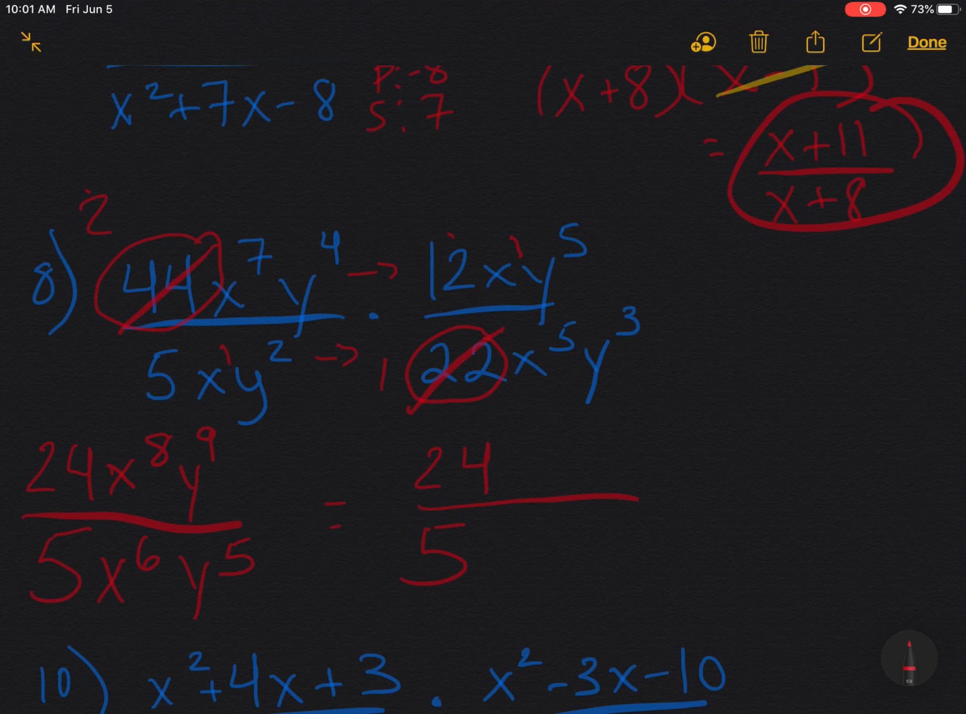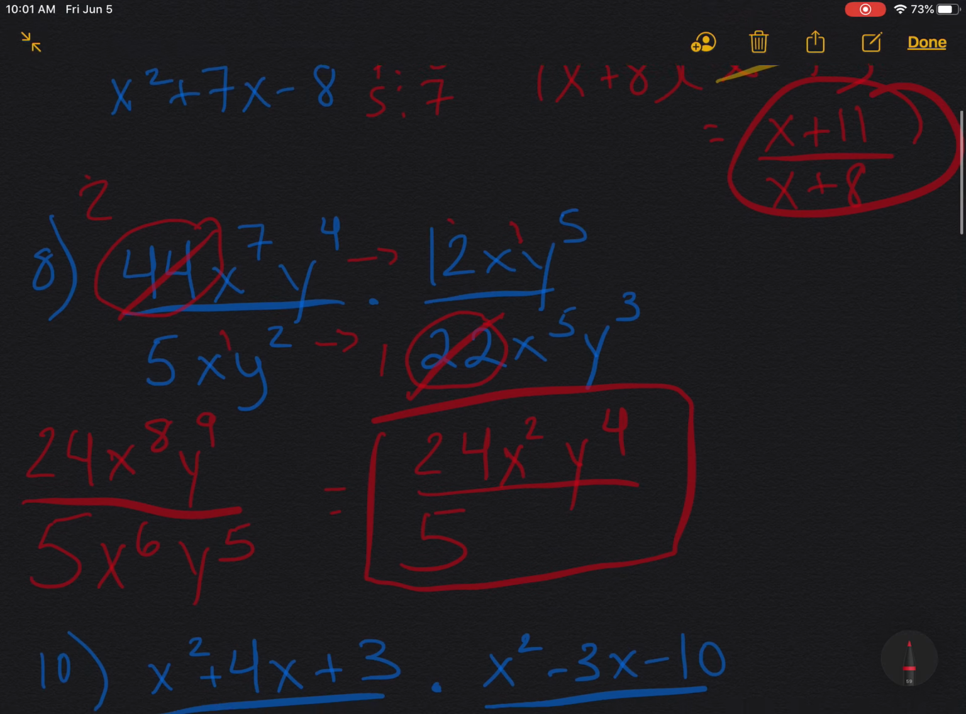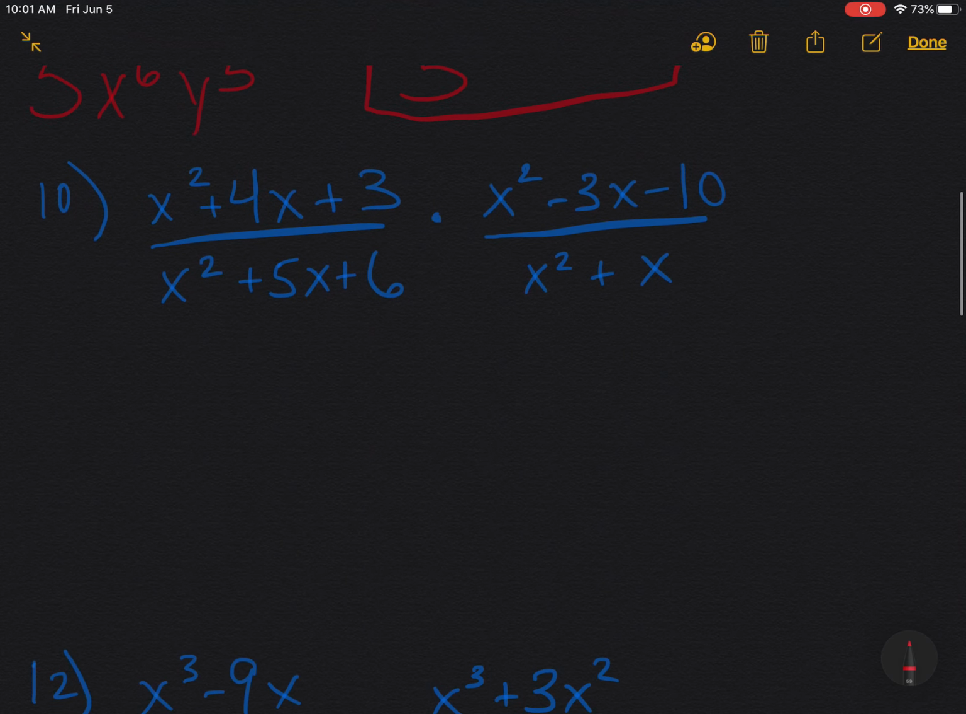Okay, now the x's and the y's, the same base, we subtract the exponents in division. So that would be an x to the 2nd and a y to the 4th. And that's it. You are done there. Okay. All right, moving on, number 10.